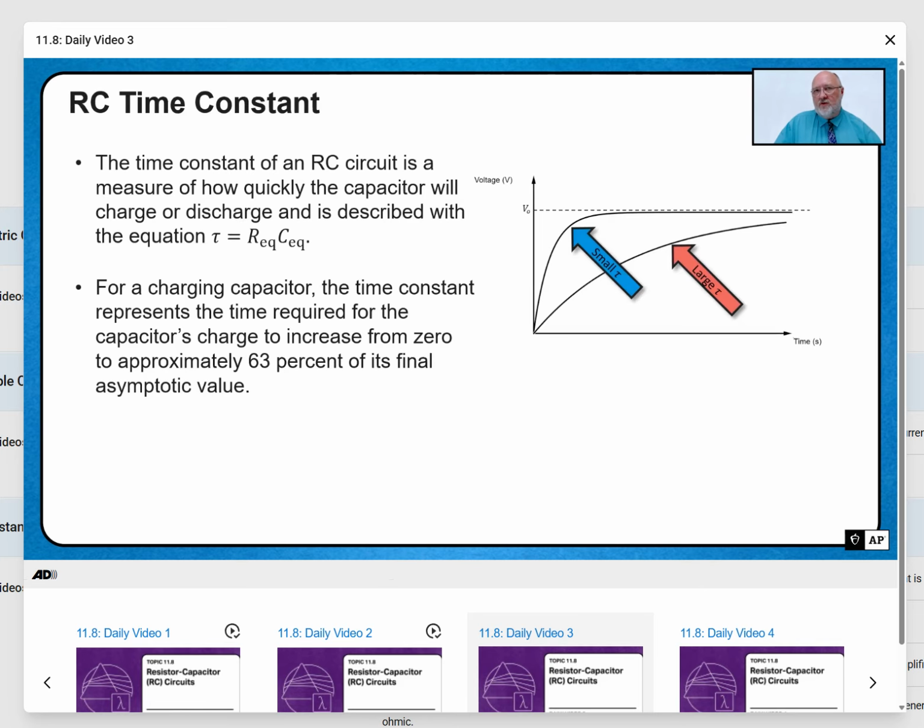And if you're like my students, when I say 63%, they immediately give me this funny look like, where did that random number come from? Well, hold on a minute, I'll try to make it make some sense. So if this is our capacitor charging, then when enough time has gone by to where it's equal to tau, R times C, then it has risen to a value of 63% of its final asymptotic value.